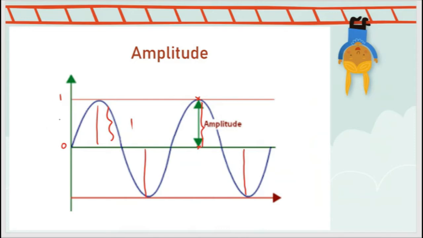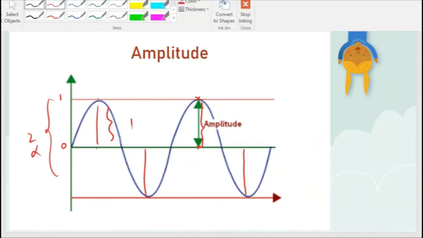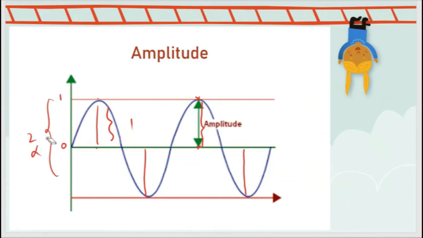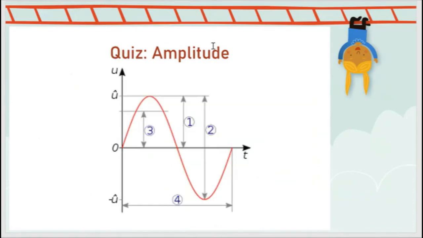You cannot say that the amplitude is 2. If you say amplitude is 2, then it's wrong already, because it's from maximum to 0. Okay? Not maximum to minimum. Okay? So we go to the next.